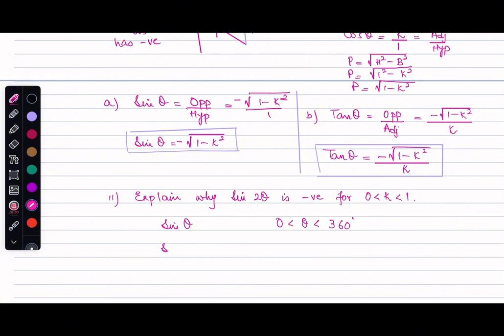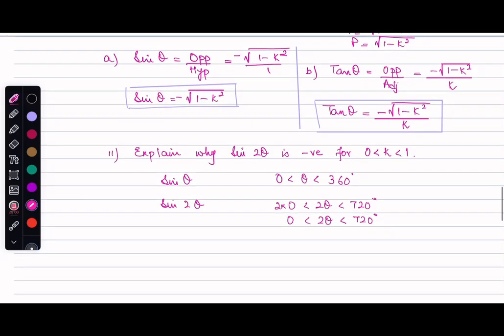So now if the question is asking for sine 2 theta, then this means I should be multiplying it by the second angle value, the second rotation value. So that means it's 2 times 0, which is 0, and then 2 theta should be equal to 720 degrees. So we are talking about the second angle rotation, 0 less than 2 theta, which should be less than 720 degrees.